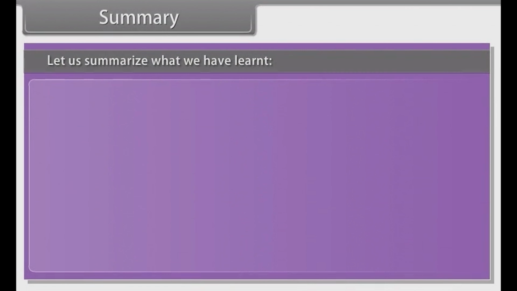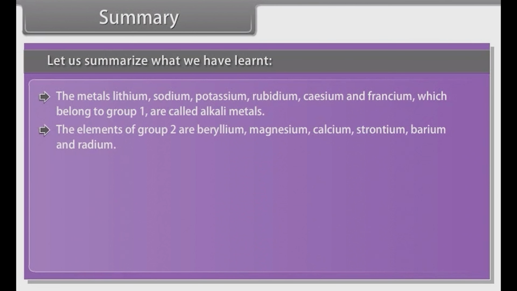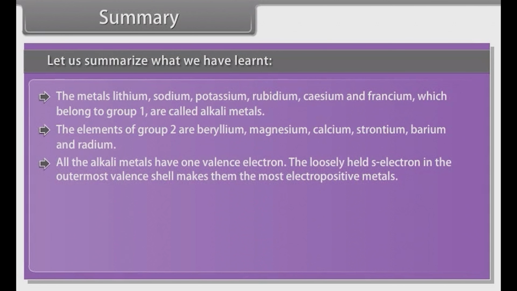Summary. Let's summarize what we have learnt. The metals lithium, sodium, potassium, rubidium, caesium and francium, which belong to group 1, are called alkali metals. The elements of group 2 are beryllium, magnesium, calcium, strontium, barium and radium. All the alkali metals have one valence electron.